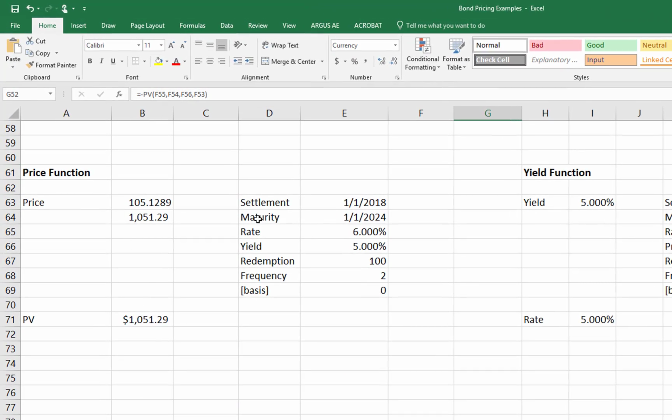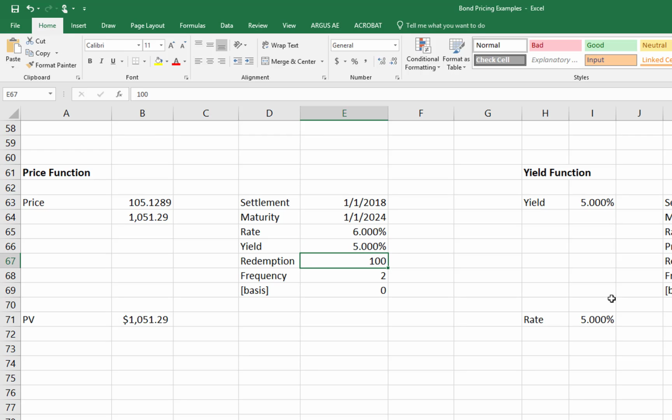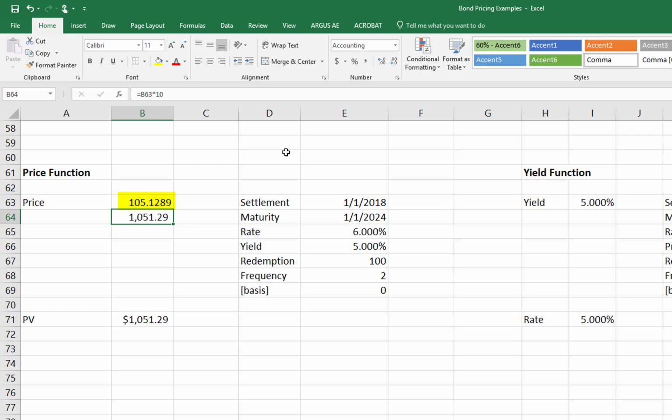Here we go. I've got some inputs, settlement date of January 1st, 2018. I've made this a 6-year bond, and I have pushed the maturity to be 6 years later exactly. The coupon rate is 6%, the yield is 5%, yield to maturity is 5%. Redemption, we're going to get 100% of par at maturity. There's 2 periods per year, and we're going to ignore the basis, or if we put in 0, that's the default. So if I go up here to the price function, and I link to all those pieces in order, hit enter, I get 105.1289.